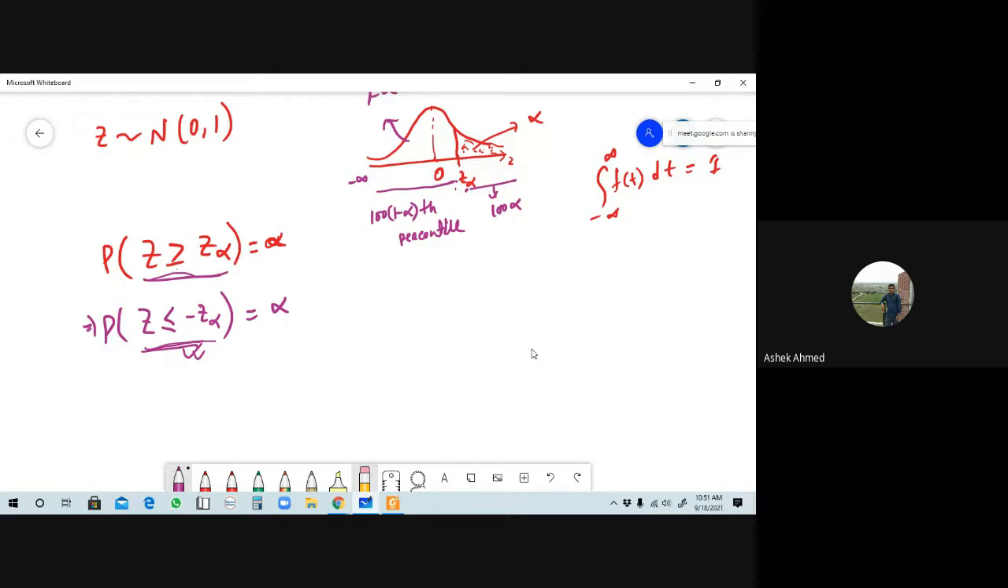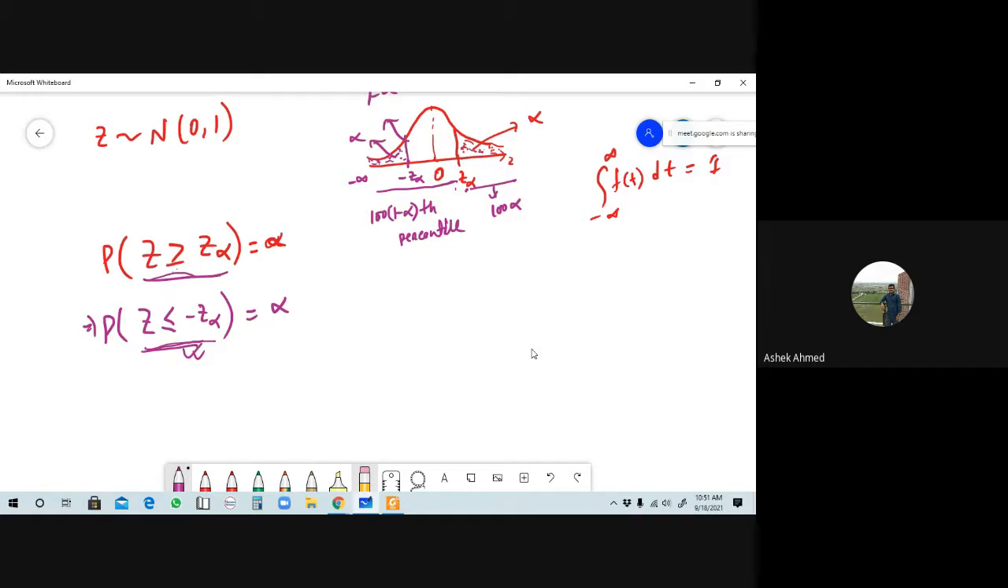So from here we can say the probability of capital Z less than or equal to minus z suffix alpha is alpha. Since the coefficient of z suffix alpha is minus, the position of minus z suffix alpha is on the left side of 0. If this point is minus z suffix alpha, this area will also be alpha. So if this is z suffix alpha, the right part area is alpha; if this is minus z suffix alpha, the left part area will also be alpha.